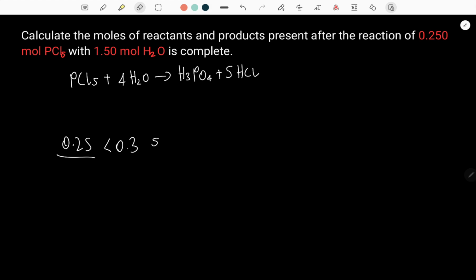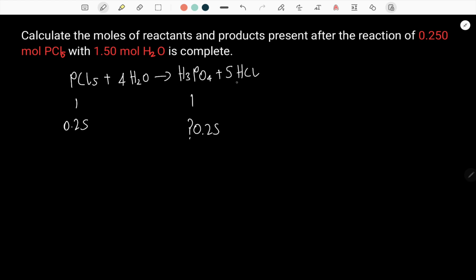Now we can find the moles of the other substances. Let's find H3PO4 first. It's 1 here. This is the method I used in my last video, so it's very simple. If you want to check that video out, you can also do that. This is just cross multiplying, which is very easy to do and very easy to understand. Here the answer is going to be 0.25, since 0.25 times 1 divided by 1 is 0.25.